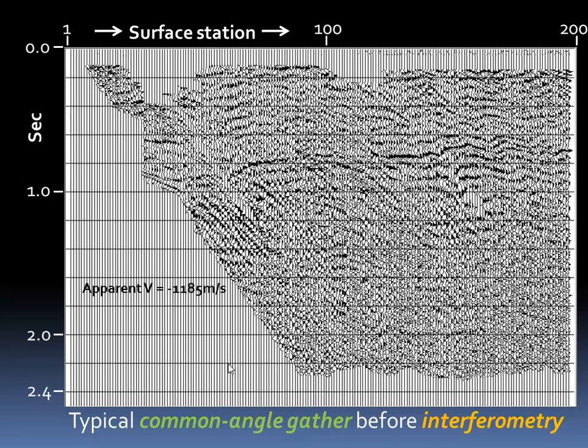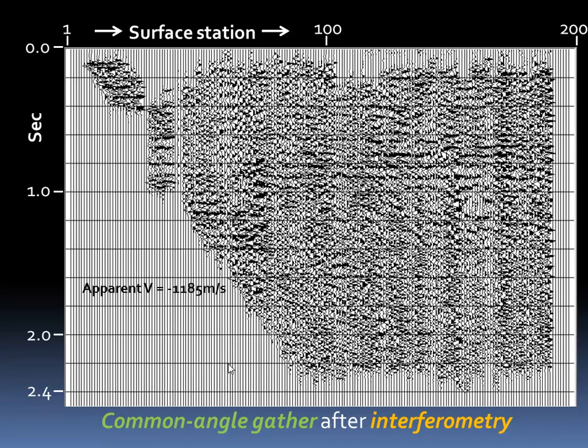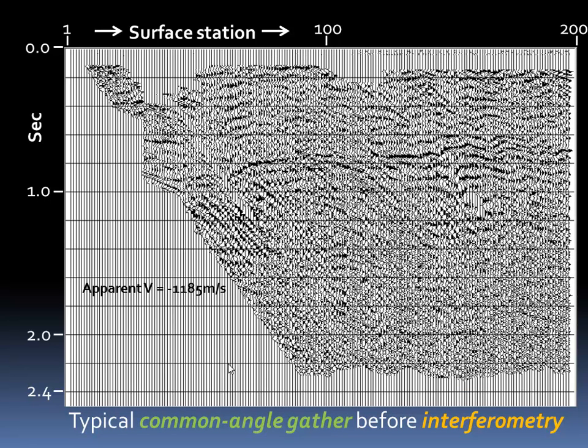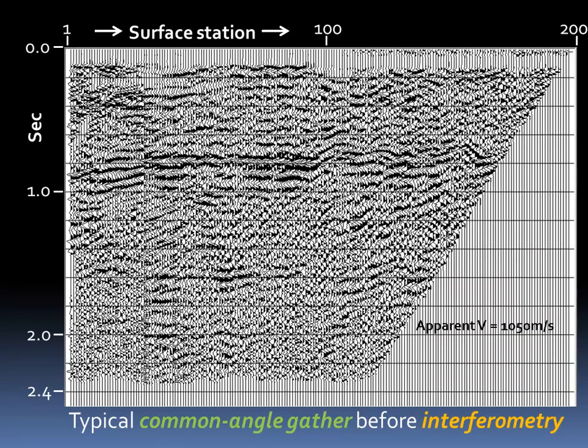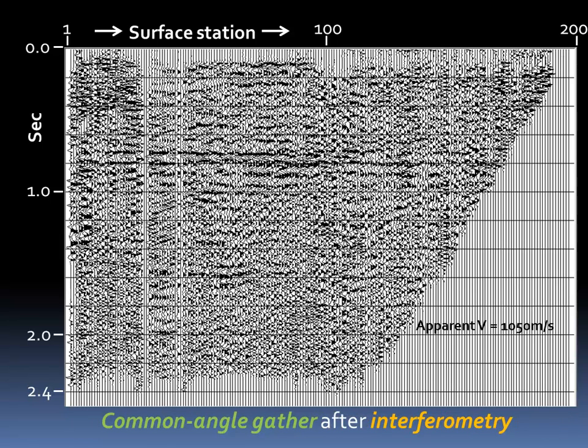Now I'm going to show you a couple of quick shots here of some actual data. This is a common angle gather whose apparent velocity, the velocity parameter, is 1185 meters per second. This is what it looks like before the interferometric process, and that's what it looks like after. Well, once again, it looks less promising than you might think, but if you compare events, look particularly at this band of events up here, you can see that on this corrected gather, they're much flatter. In general, they've been better aligned. For a different common angle gather from the same data set, this is what we get. This is before, and this is after.